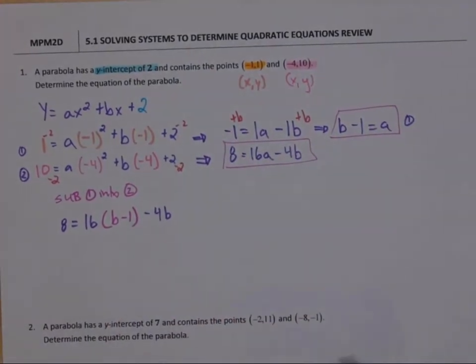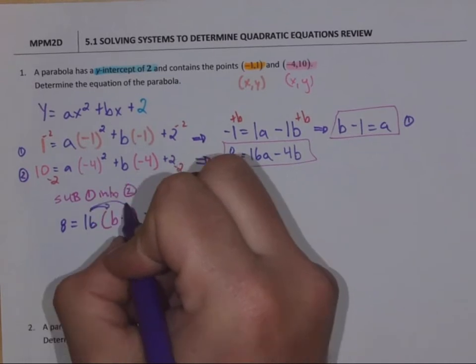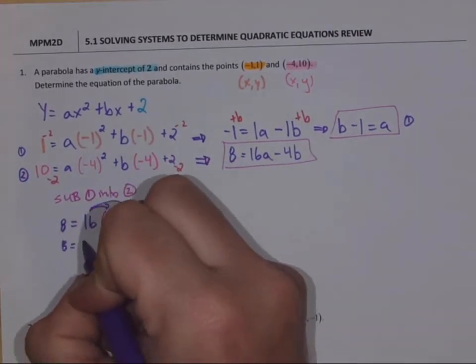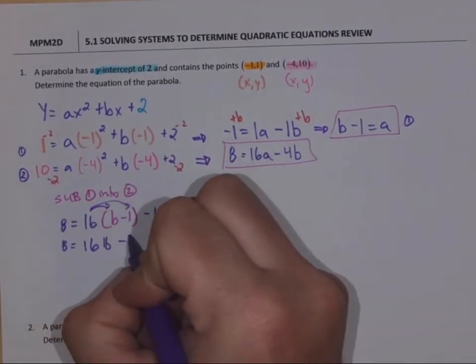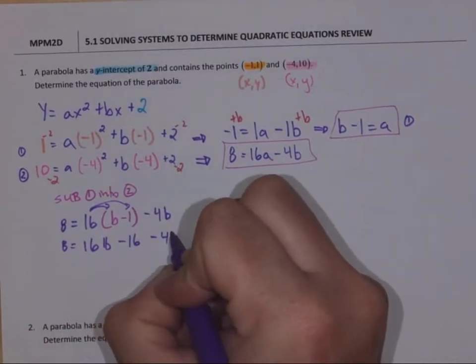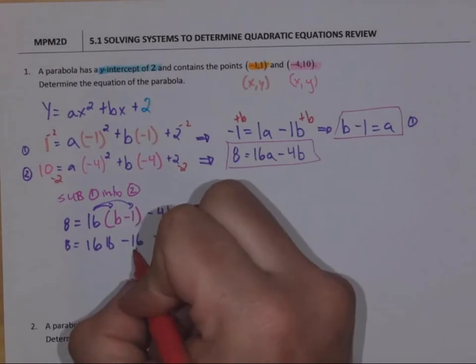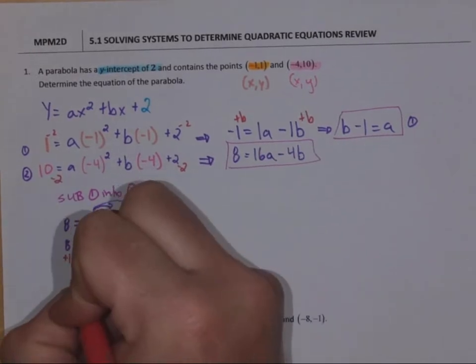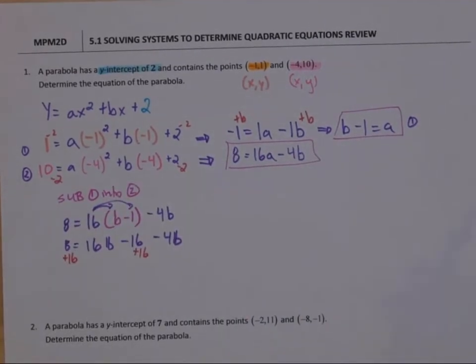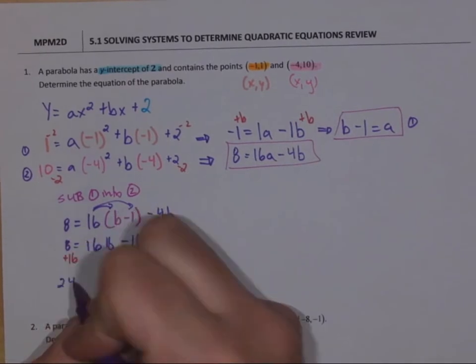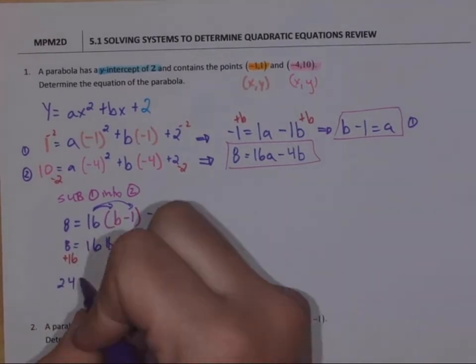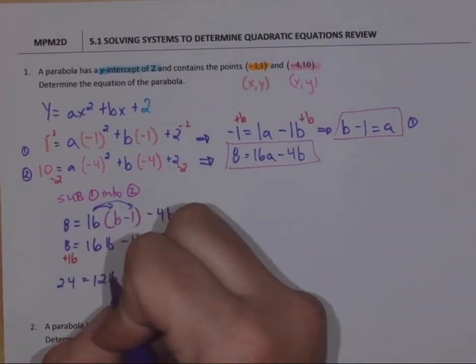Now I proceed as usual, math. Distribute. 16 times b. Collect like terms. 16 plus 8 is 24. 16b, take away 4b is 12b.